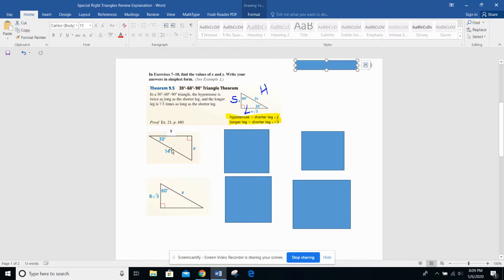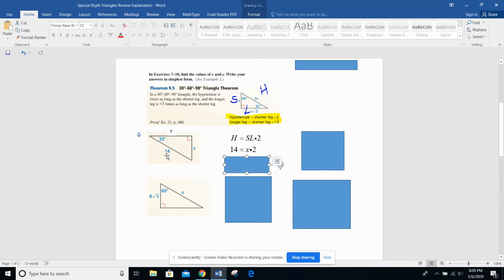Identify what you know. So I know that this side is 14. That is the hypotenuse. I know the opposite of the 30 is your x, which means the opposite of the 60 is your y. So first thing we're going to do is, again, write the formula. My first one I'm going to use, because I have the hypotenuse, is the hypotenuse equals short leg times 2.